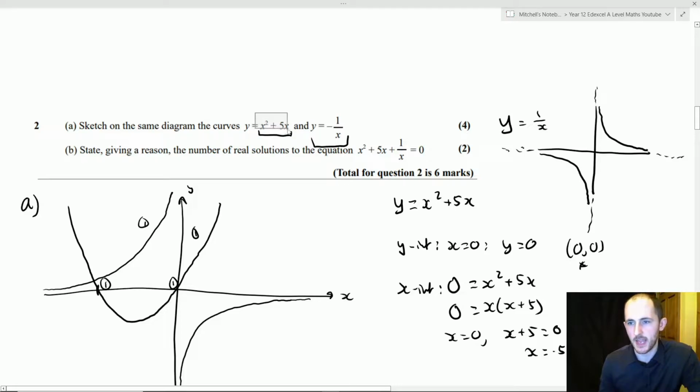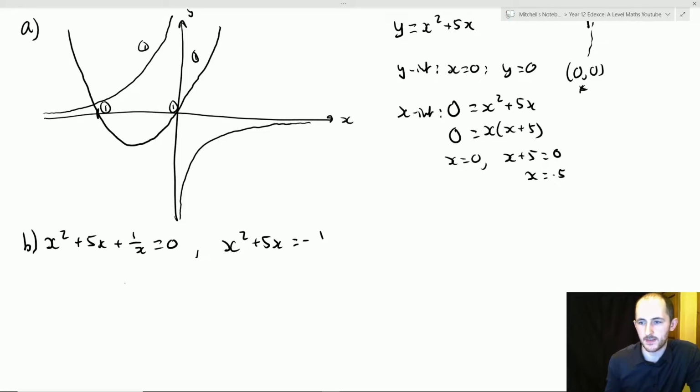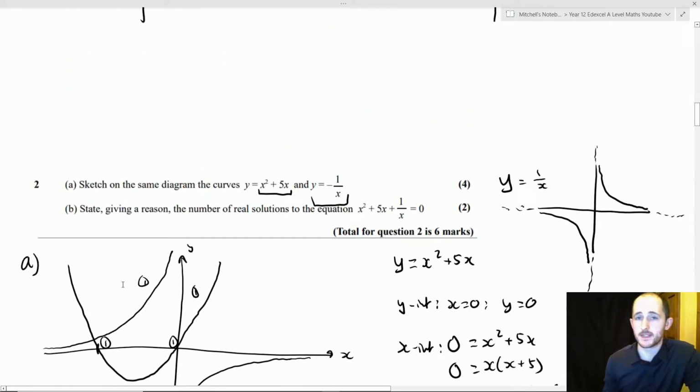Now if I have a look, x squared plus 5x was y in this equation. Now I can get 1 over x, I have 1 over x here. I can get minus 1 over x if I move this to the other side. So if I have x squared, I can actually get both of my equations by doing this, moving the 1 over x to the other side. Now if you look, the left hand side is that quadratic and the right hand side is the other bit. This isn't a coincidence. This is why they wanted it on the same diagram.